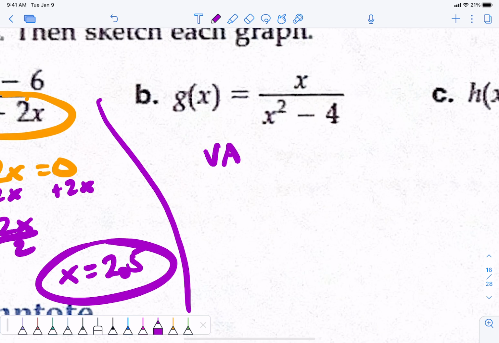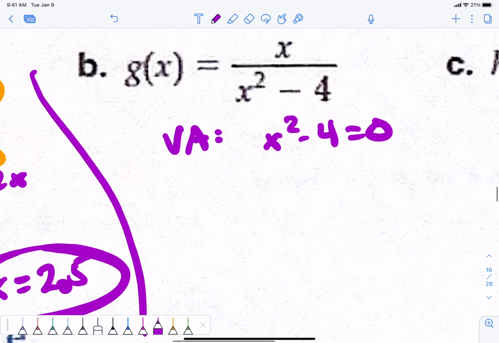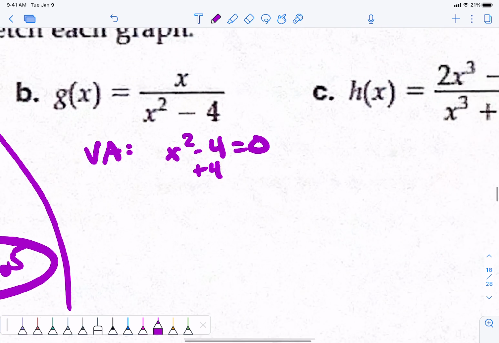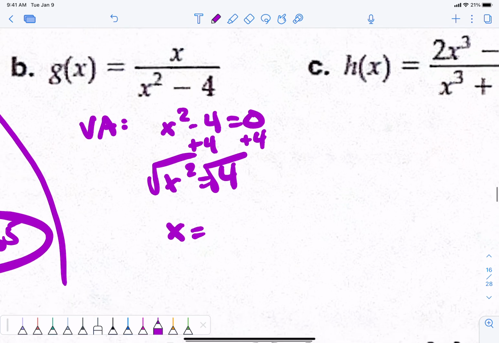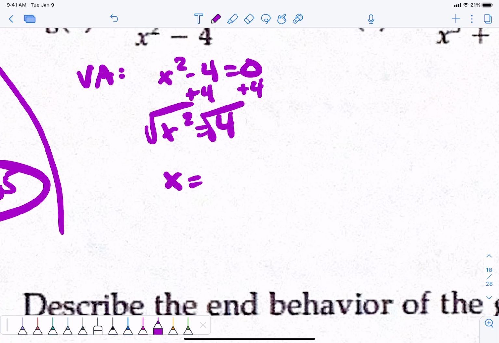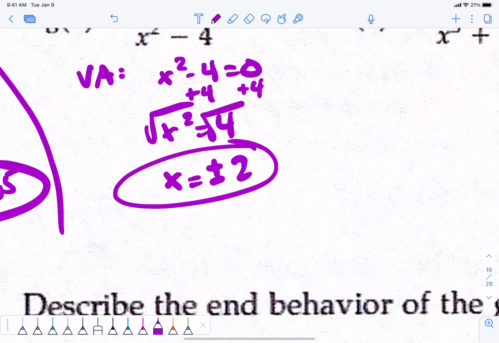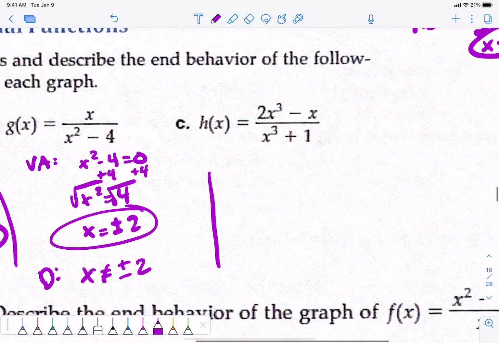Okay, so to do the VA, we set the denominator equal to 0. x squared minus 4 equals 0. Add the 4. x squared equals 4. And we take the square root. Plus or minus 2, right? We have two VAs here. One at positive 2, one at negative 2. So that means my domain is that x can't be 2 or negative 2. Okay, so if we want to sketch a graph of this guy, I'm just going to sketch where the vertical asymptotes are. So we have a VA at 2, and we have a VA at negative 2.